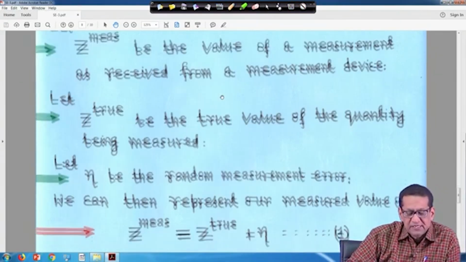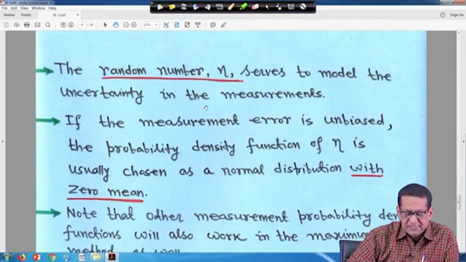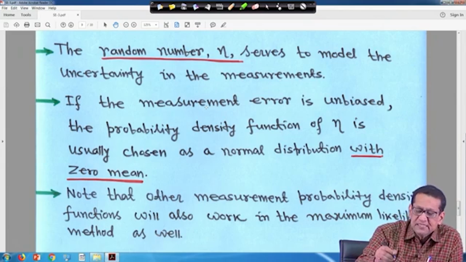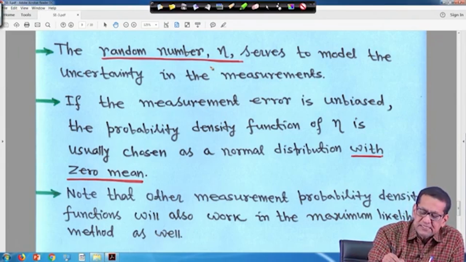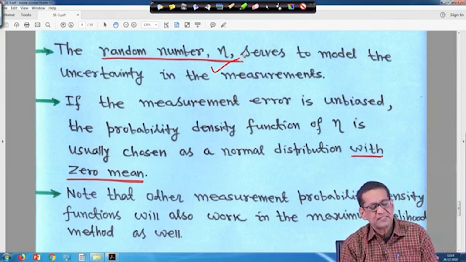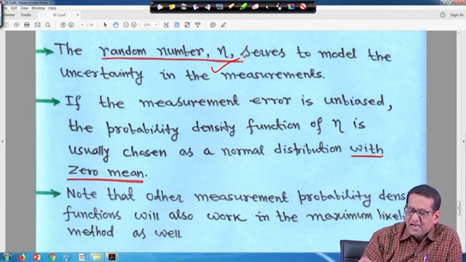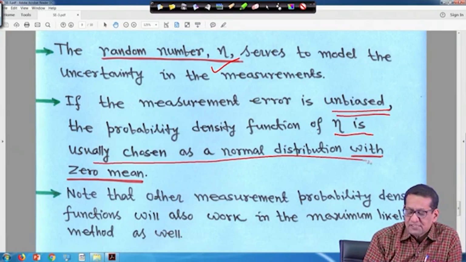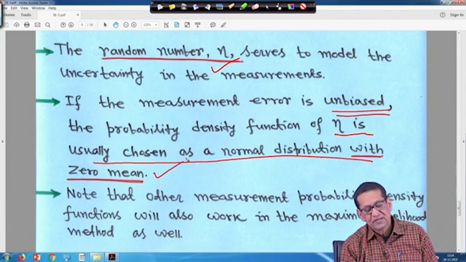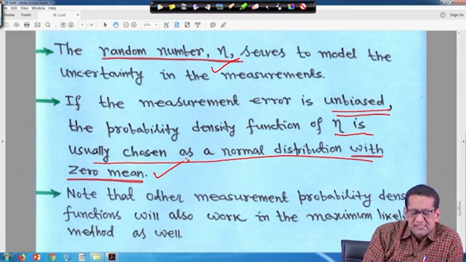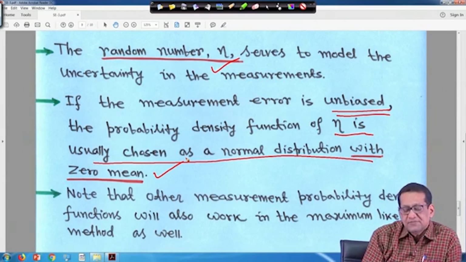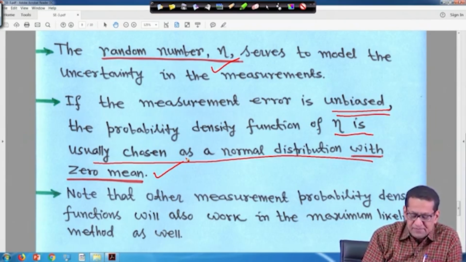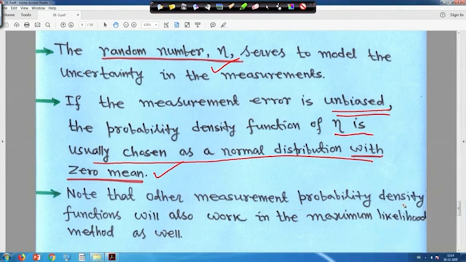Now the random number zeta serves to model the uncertainty in the measurement, right. If the measurement error is unbiased, the probability density function of zeta is usually chosen as a normal distribution with 0 mean, I mean its mean is 0. Note that other measurement probability density functions will also work in the maximum likelihood method as well.